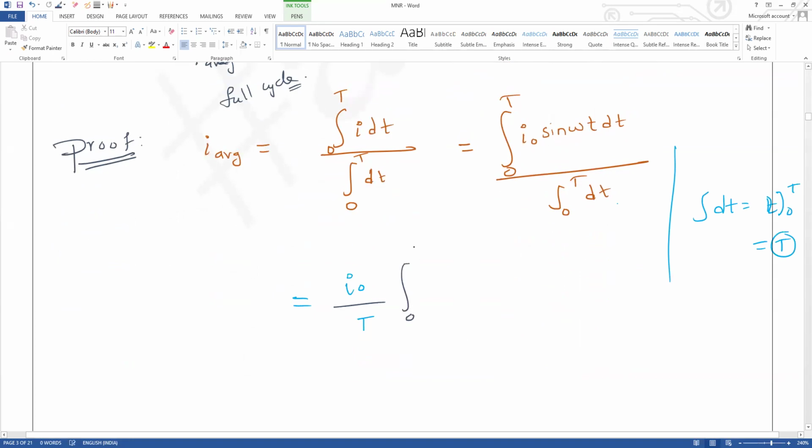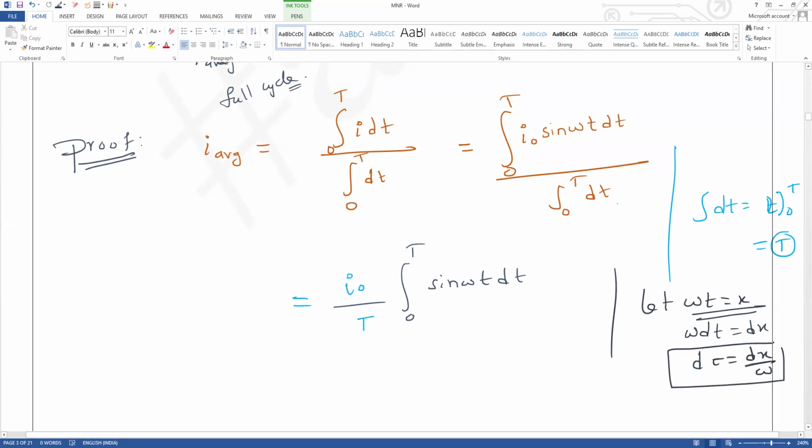So what is remaining? The integral from 0 to T of sine omega t into dt. Nobody will explain this to you; they will directly write the formula. What I am explaining, be very careful and understand. So let omega t equal x. Now differentiating, at a particular instant, it becomes omega dt equals dx. So from that, dt equals dx by omega.